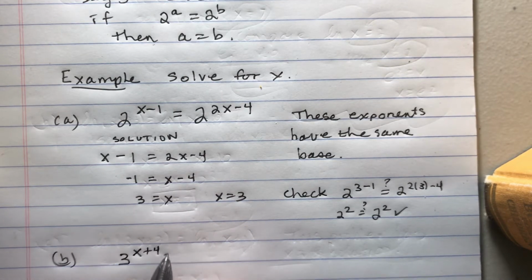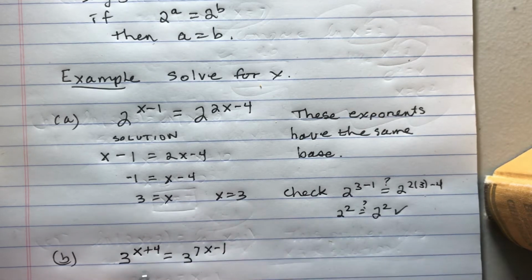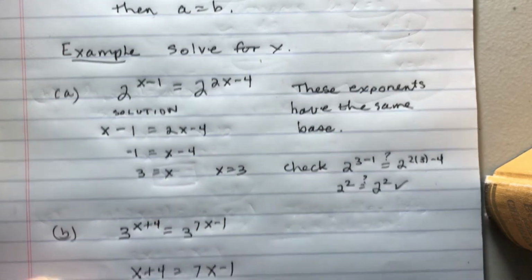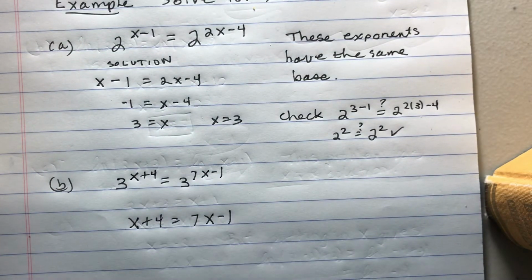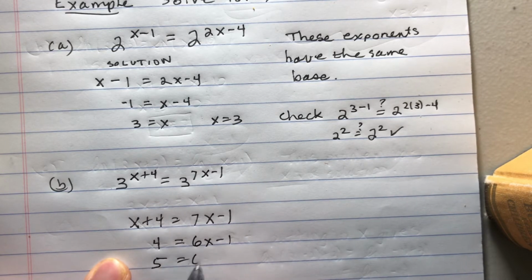So here's another one. This is base 3. Again, we have the same base, so then we set those exponents equal to each other. And there you go.